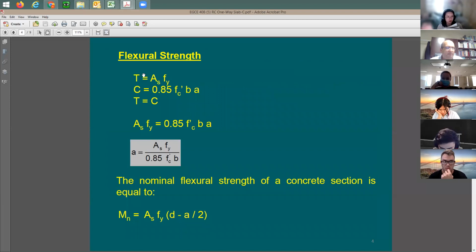Same equations. Tension, compression, set them equal to each other. Once you set them equal to each other, you solve for a, compression block depth. And once you have that, you can check the phi factor to be sure it's going to be 0.9 according to the chart. And then after that, you find out the nominal moment capacity, which is equal to the tension or the compression multiplied by the moment arm, which is d minus a over 2.